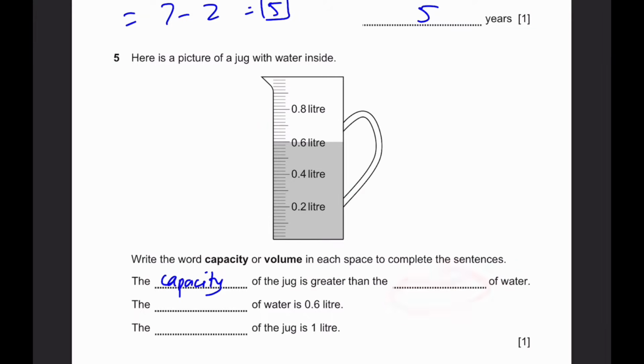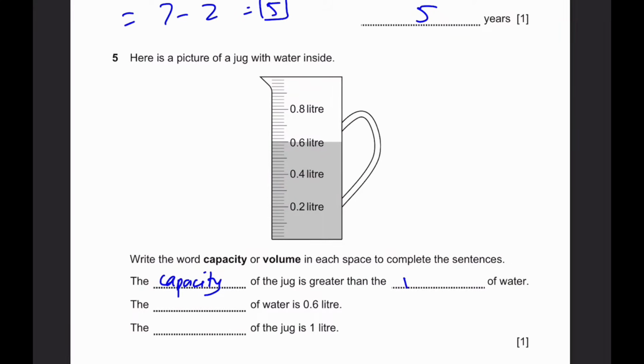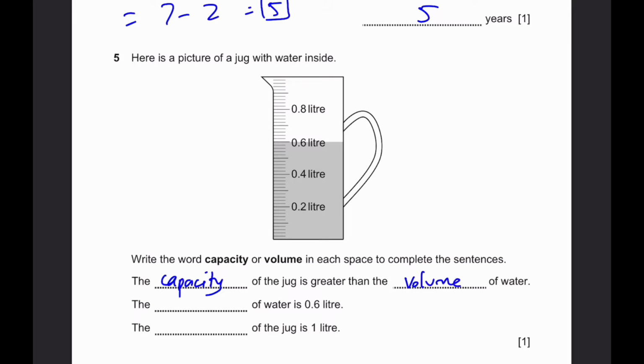What would it make sense to write? Volume or capacity? Of course, water is the thing you pour inside containers, so it is volume. Capacity means how much volume it can hold inside at the maximum. Volume is just the amount of substance based on liters, milliliters, or you can use centimeters cubed as well.